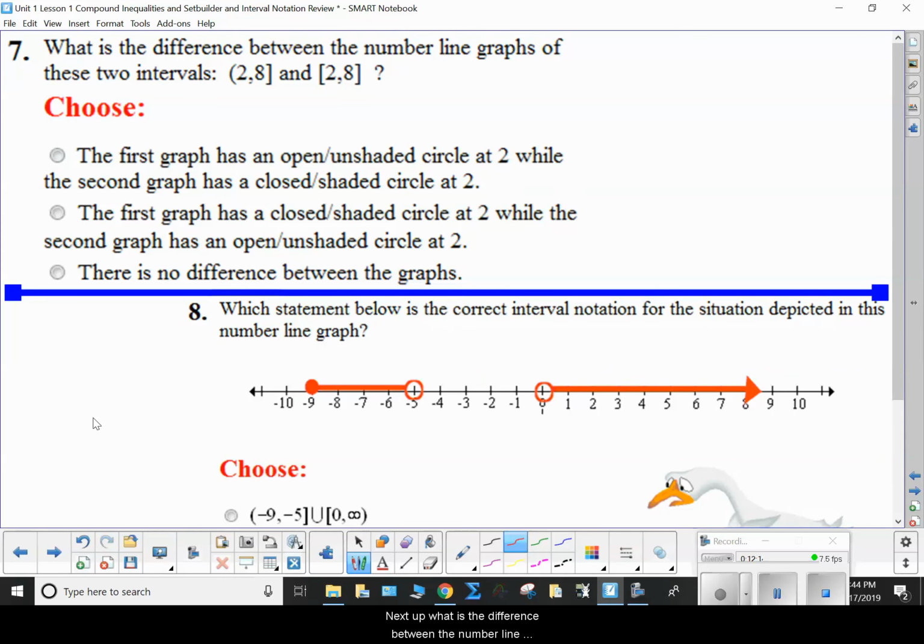Next up, what is the difference between the number line graphs of these two intervals? 2 to 8, 2 to 8. Well, let's notice that we have a parenthesis and we have a bracket. The parenthesis says not equal to, so we're going to use an open dot. This one says a closed dot. Everything else is going to be the same. The first graph has an open unshaded circle at 2, while the second has a closed. That is exactly what the difference is.